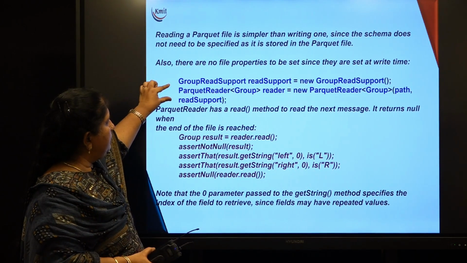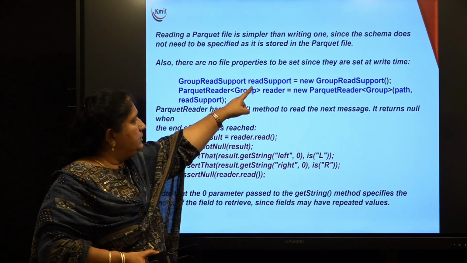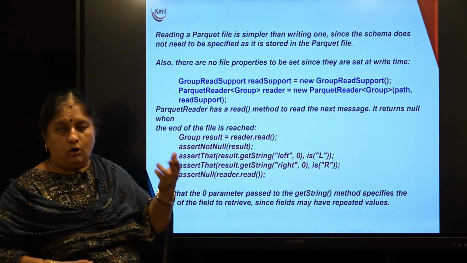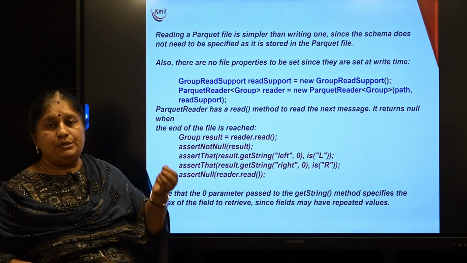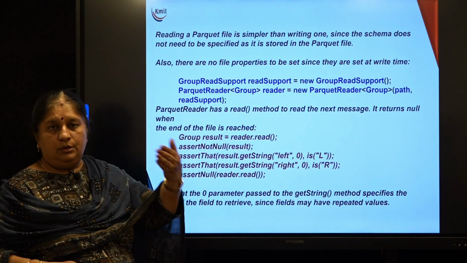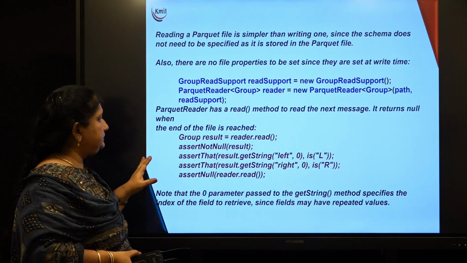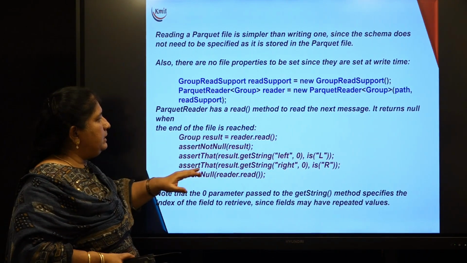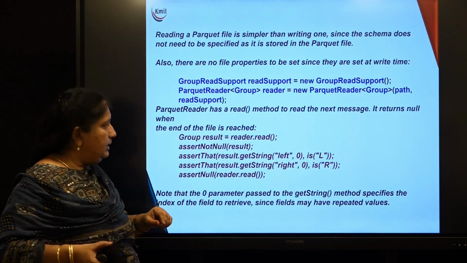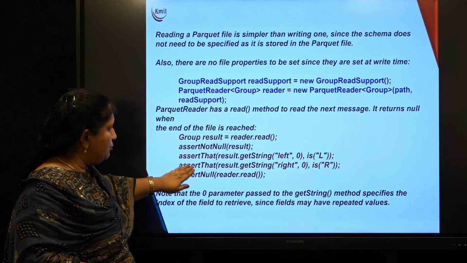If you see through these two lines, here we are working with read support and reader object. When you are working with a write operation, you are using write support and writer. Here, when you are working with reading, you take help of the objects read support and reader. It has a read method to keep on reading the next messages, and it returns null when you reach the end of the file. Just go through the code.